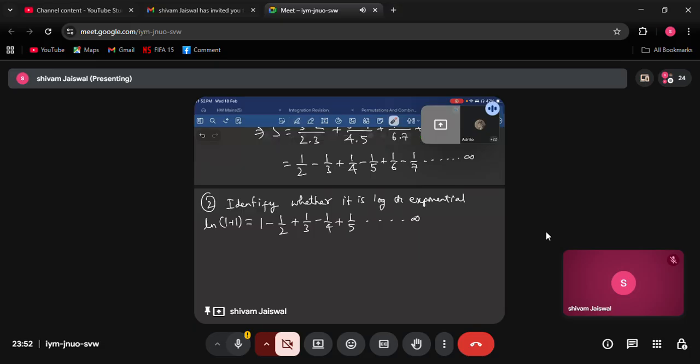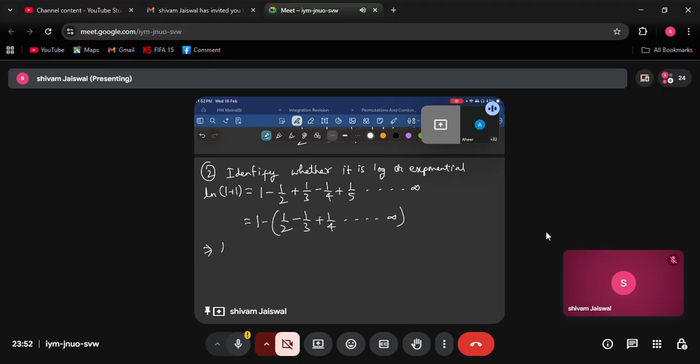You can compare these two, right? From here to here, it is minus s, right? Everyone, tell me. Taking the minus common, it is half minus 1 by 3 plus 1 by 4 dot dot dot up to infinity. This is nothing but s. So ln 2 is equal to 1 minus s. So everyone, what is the sum of the series? It is equal to 1 minus ln 2. Is it clear to everyone what kind of questions will come and how you have to solve?